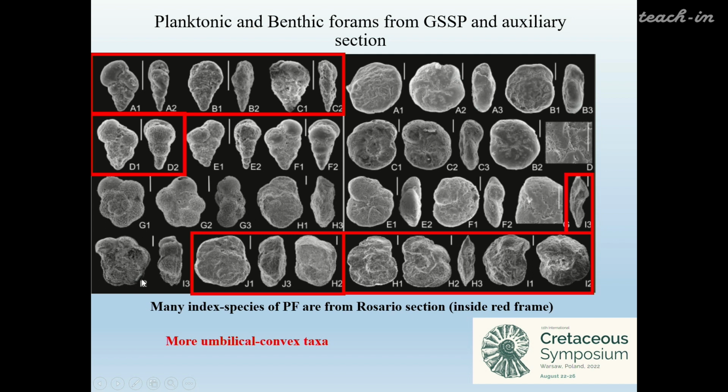These forams are from the GSSP section. Many index species with a spiral convex side of planktic forams are from the Rosario sections, inside the red frame.